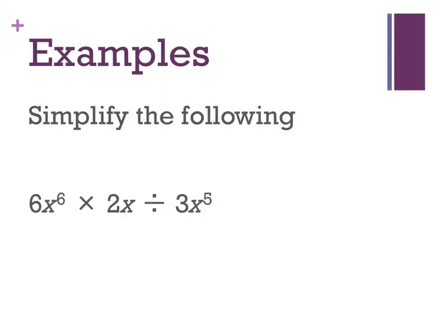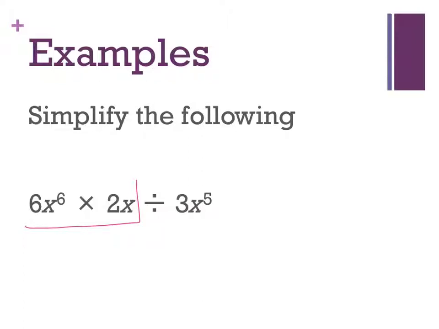So let's look at this one here. It says 6x to the power of 6 times 2x divided by 3x to the power of 5. Now, when I look at this one here, I've got 6x to the power of 6 times 2x. Okay, I'm going to do that multiplication first. So 6x to the power of 6 times 2x. Let's deal with this bit first.